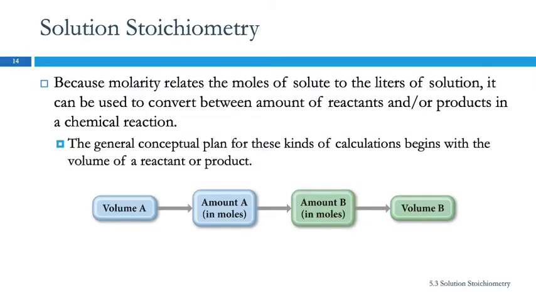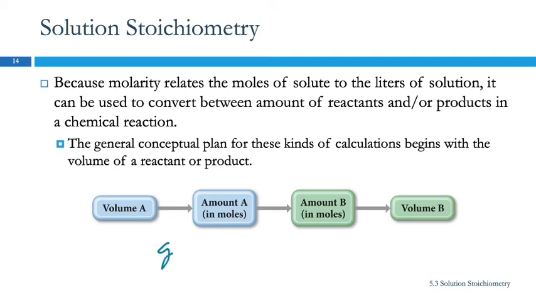Solution stoichiometry. So now we can do a variation on the stoichiometry that we learned in chapter 4. Here we've got amount of A in moles to amount of B in moles, and that's what we're going to see in all stoichiometry problems.